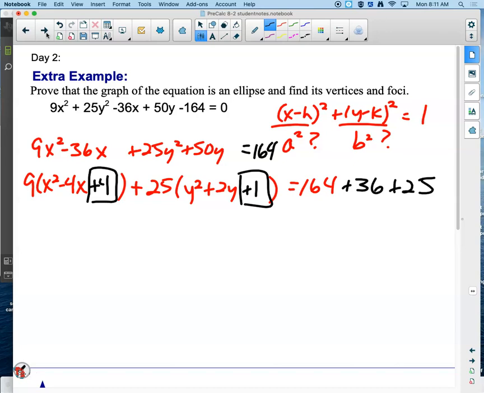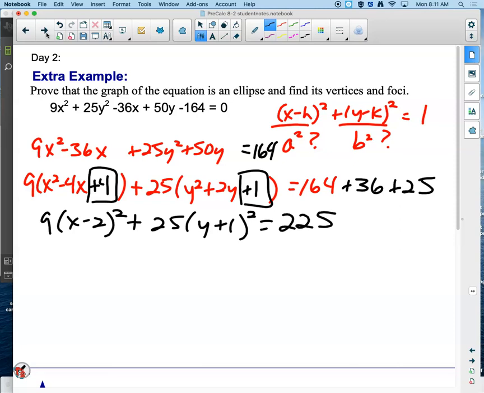But now this is great, because this is 9 times the quantity x minus 2 squared plus 25 times the quantity y plus 1 squared equals 164 plus 36 is 200. 200 plus 25 is 225. Getting there. Now we have our binomial squareds.